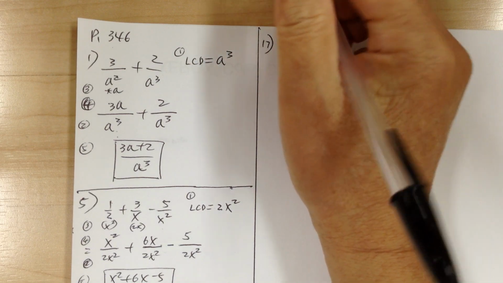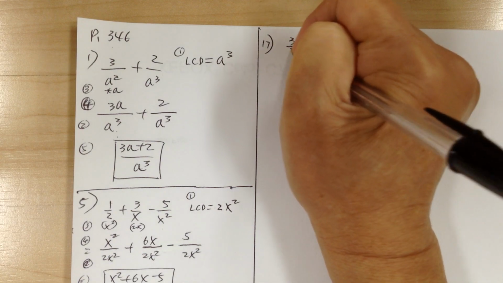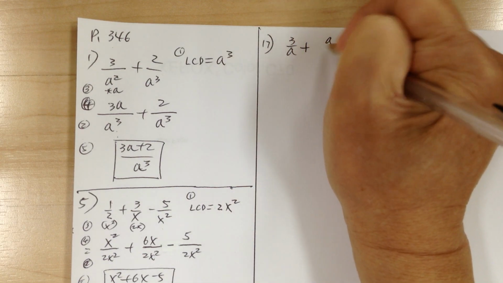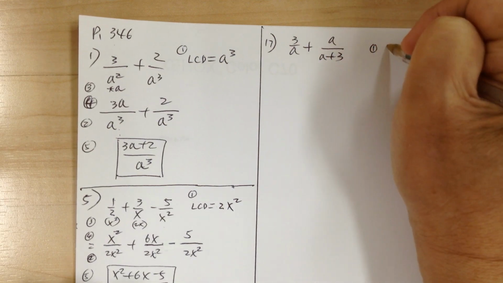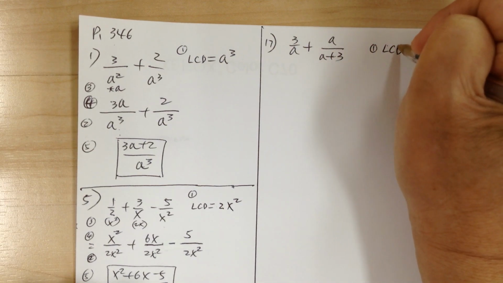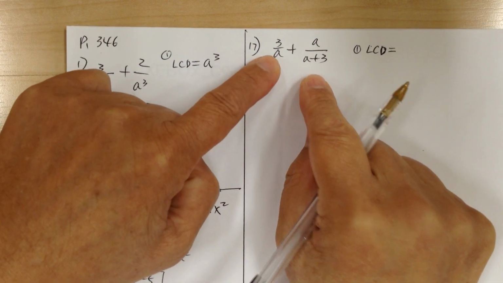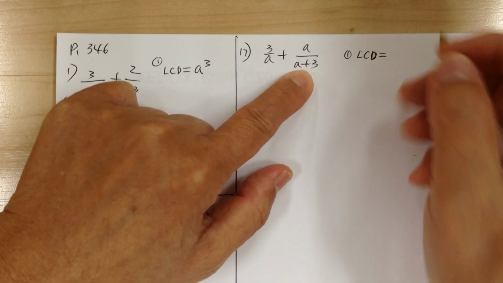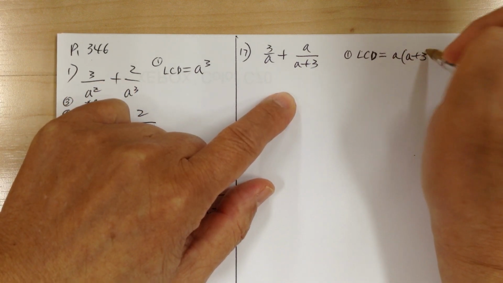Okay, number 17. You have 3 over a plus a over a plus 3. So step 1, get your LCD. Now for the LCD, these two are totally different. This is the alphabet and this is a group. So your LCD would be, the alphabet would be a and the group would be a plus 3.